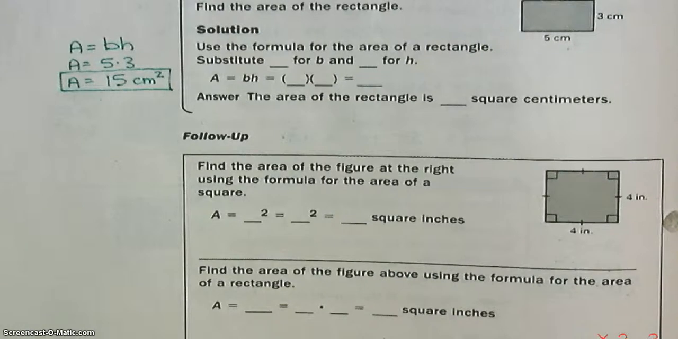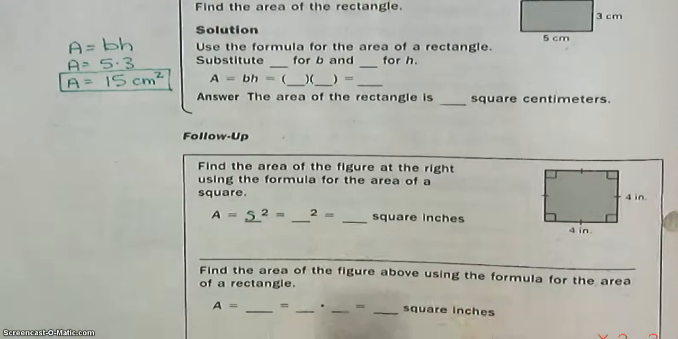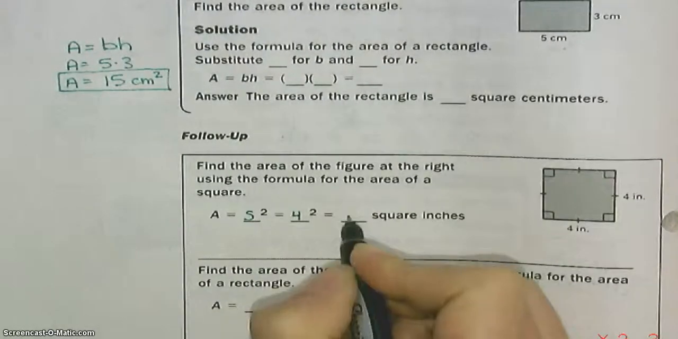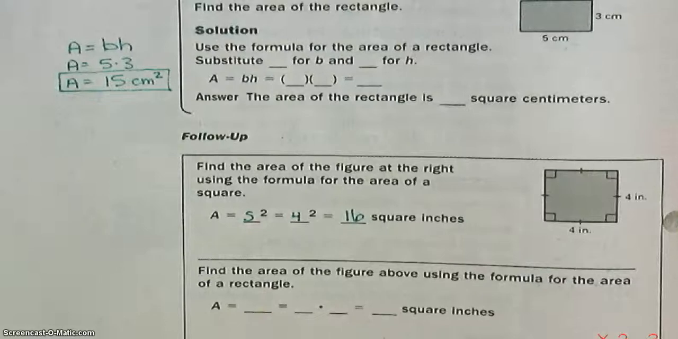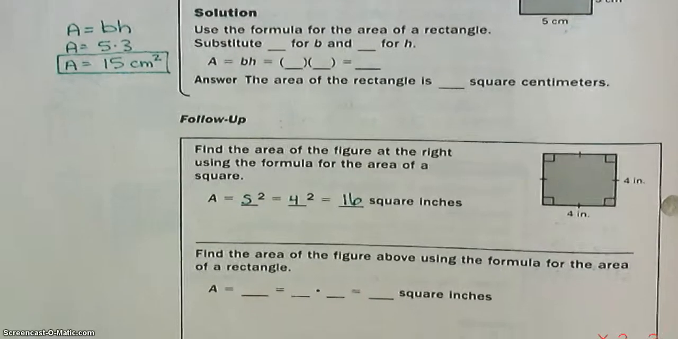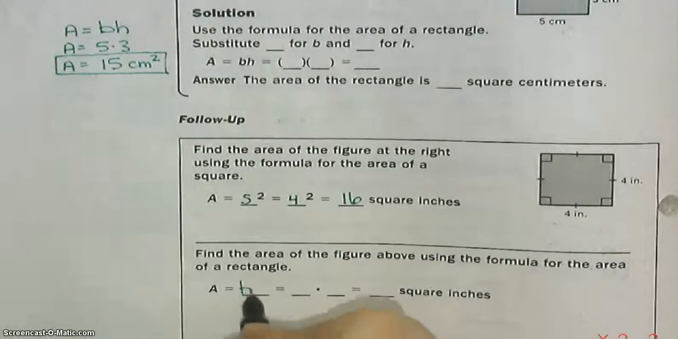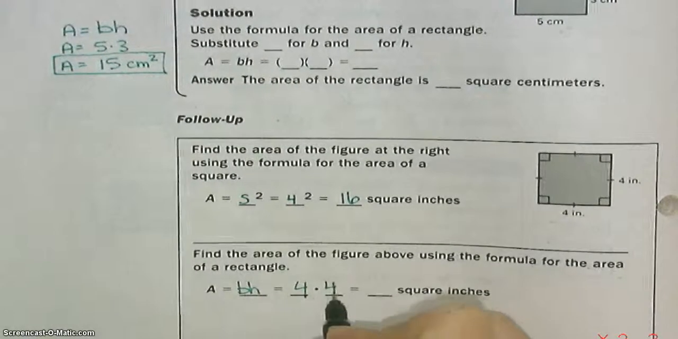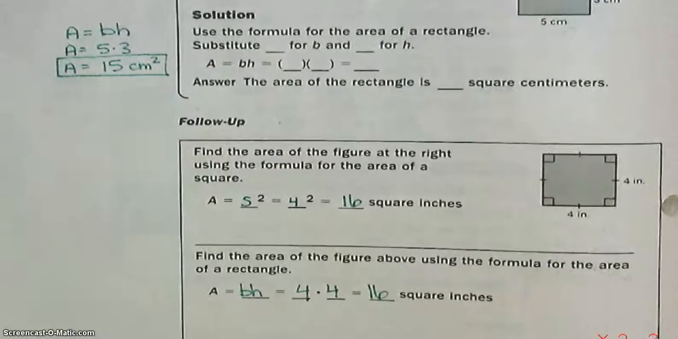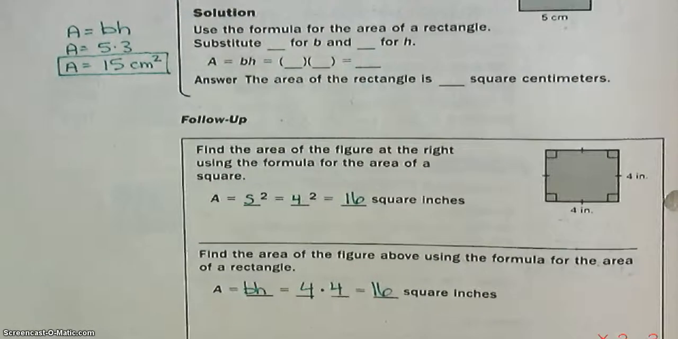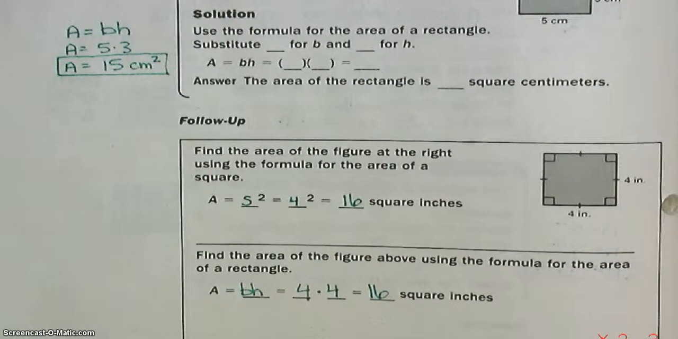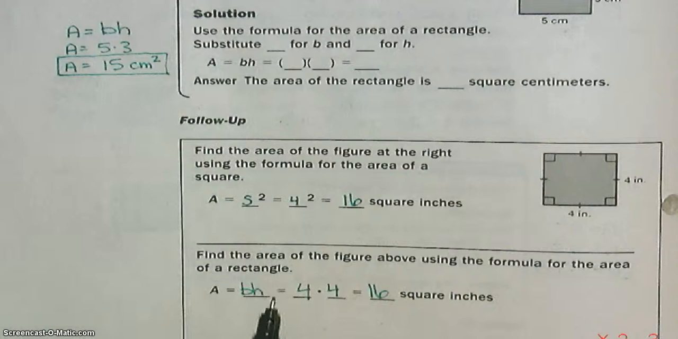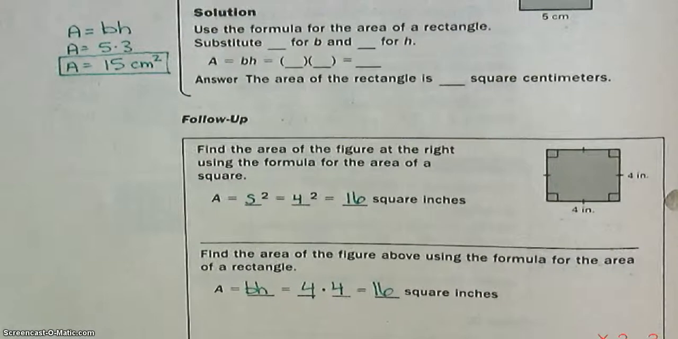Find the area of the figure at the right using the formula for the area of a square. All right, so that formula is side squared. So we're going to do 4 squared is 16. Now let's do the same thing by using the rectangle formula. So that's base times height. The base is 4 and the height is 4, which is 16. Wow, that should not be surprising. So we can use either formula if it's a square. You can do side squared, or you can do b times h.